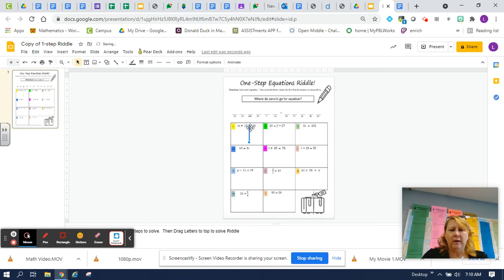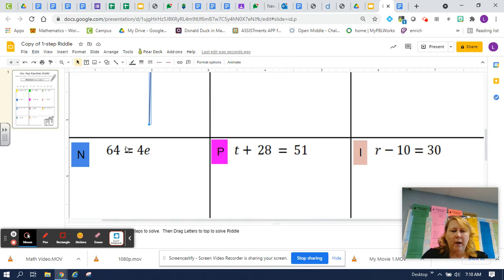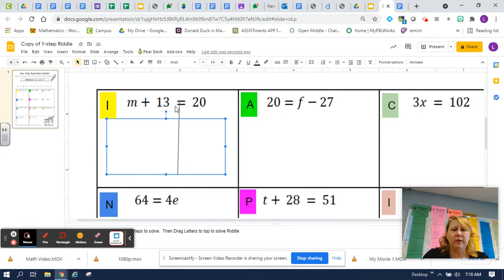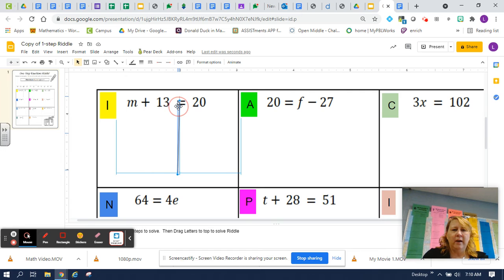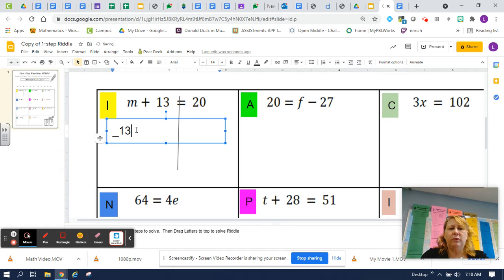So question number 1, let's change my view here so you can see a little bit more. What basically I'm going to do is put a line there so I know that that line goes right through the equal sign. And notice a text box comes up. In the text box, then I am going to type what I'm going to do. In this case, what's happening to the M? It's being added 13 to. So I'm going to undo addition with subtraction. So I'm going to subtract 13 from both sides. So I am going to type in, minus 13 on both sides.